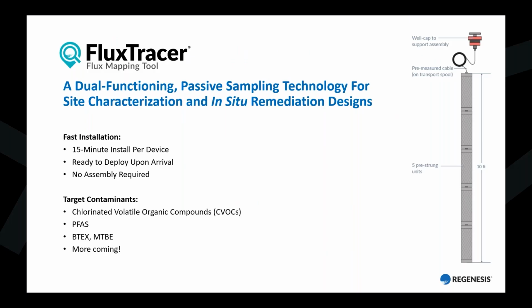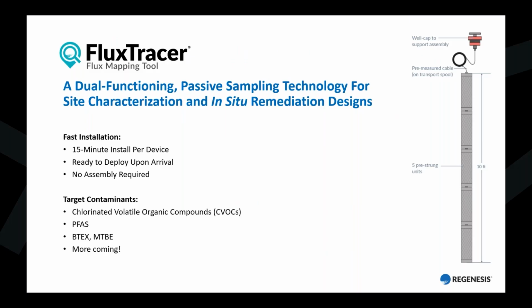Everything comes ready to deploy. The target contaminants that can be measured using this flux tracer device are chlorinated solvents and PFAS, using method 1633, any compounds that are detected with that. Now we have BTEX, MTBE, and we have more contaminants coming. And we're also measuring Darcy velocity.